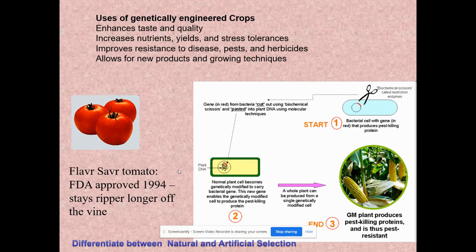All right. Here's some other genetically modified crops. Flavor Saver sounds like a rapper. Different things that we could do. Here's just another example of how we can improve plant cells.